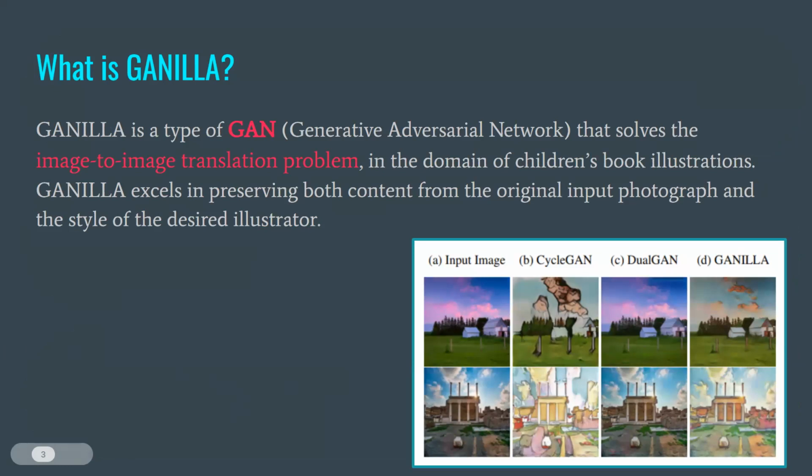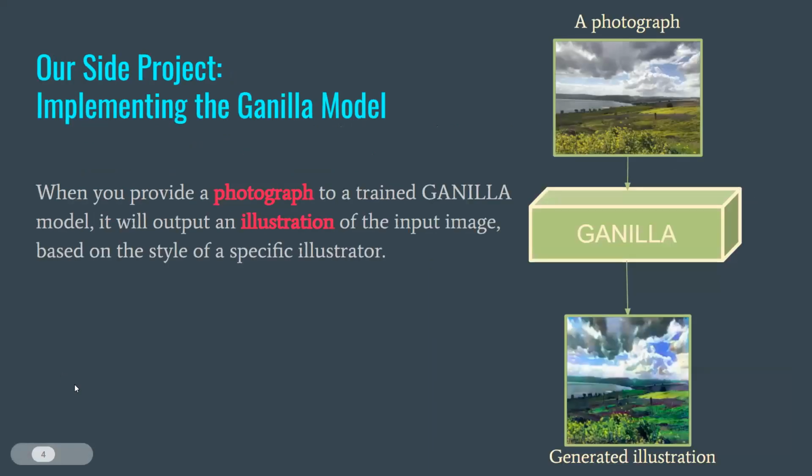Ganilla solves the image-to-image translation problem, which means that it's a set of problems where we take one image and we want to do some manipulation on it. In this particular case, like the original paper, we took landscape images and transformed them into the same image with the same content, but with the style of some illustrator. When the paper was out, it was cutting edge in this field, and you can see here that it has some really amazing results.